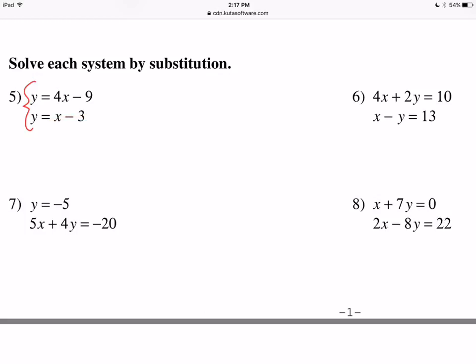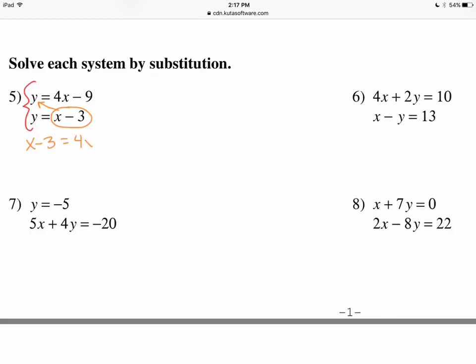Here's what we can do. All of this can actually get plugged in for y up top. Right? Because isn't y equal x minus 3? So that means I can plug that information in for y. So that means I could write x minus 3 equals 4x minus 9. Right? Because that's what y equals. So I plugged in the information for y.